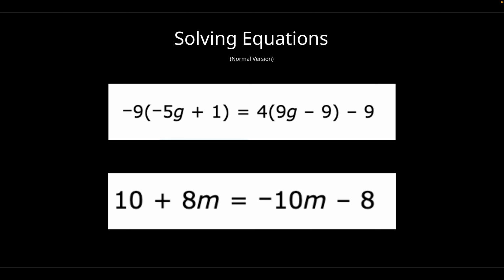Today we're going to be talking about how to solve equations, similar to the problems that you see up on the screen here. Just a reminder, this is the normal version.